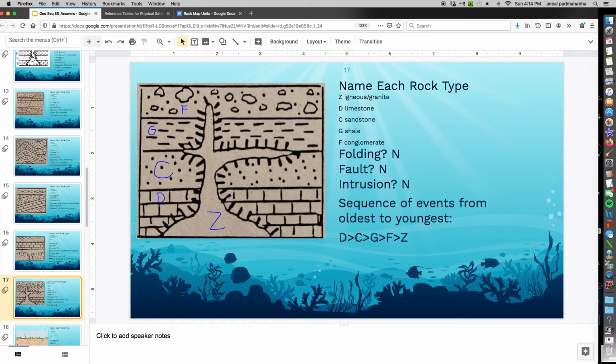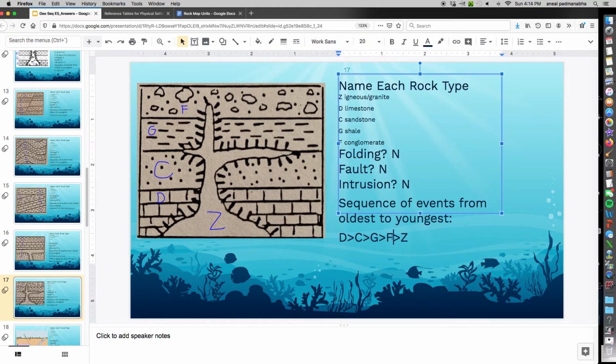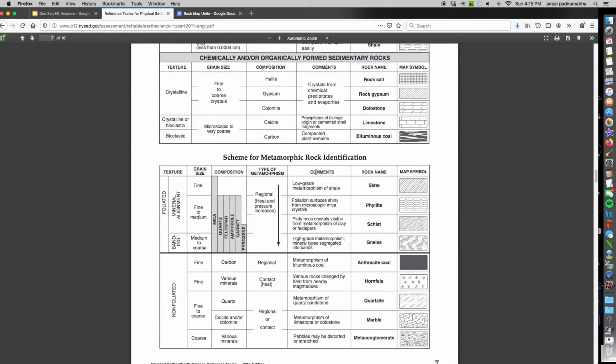Here is an example of another igneous intrusion. So D was deposited, then C, then G, F, and then finally Z. How do we know Z was last? Well, if you take a look, when Z comes through, that igneous intrusion, it bakes all the rocks. And because it baked all of them, that means it was the last thing to come through in this sequence. So here we expect to find marble. Here we expect to find quartz sandstone, quartzite, quartzite along here.